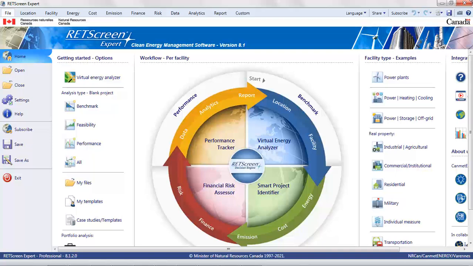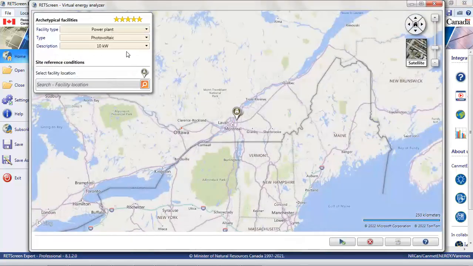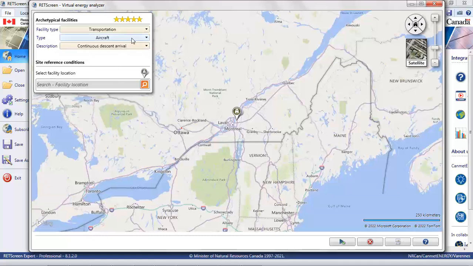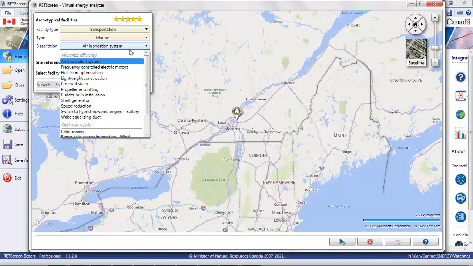This video will continue to explore some of the ways RETScreen can be used to analyze the energy impacts of various decisions and projects related to a wide range of transportation modes. I'll look at archetypes for marine transportation and aircraft in this video, starting with the former. The Virtual Energy Analyzer lists archetypes for maximizing efficiency and optimizing supply for marine transportation.